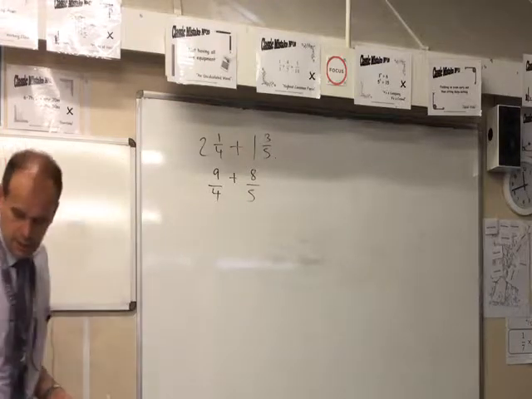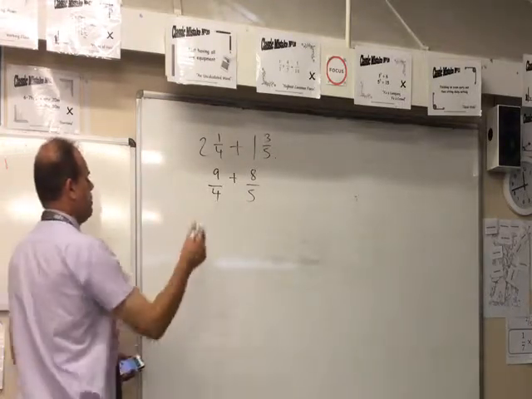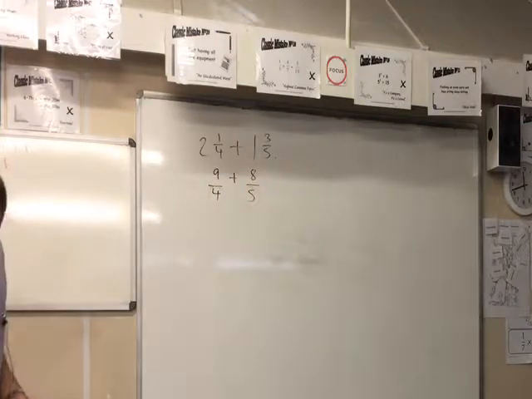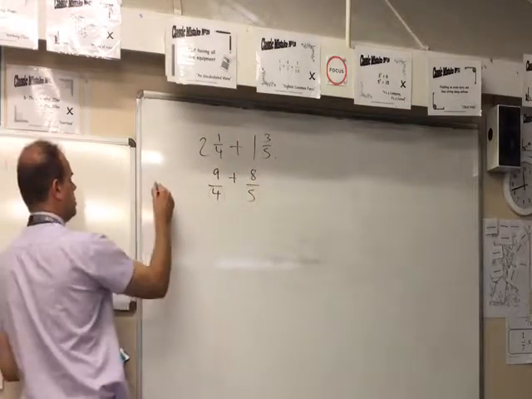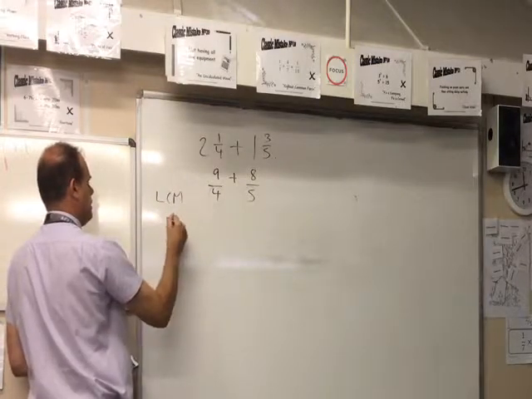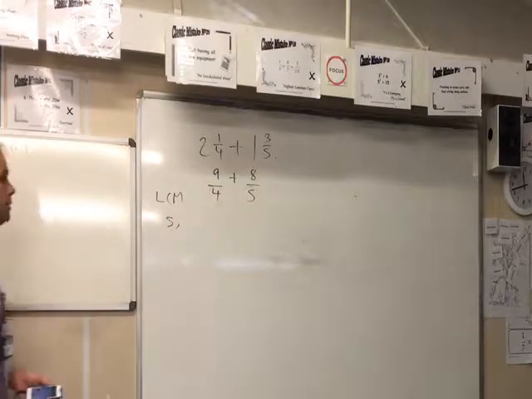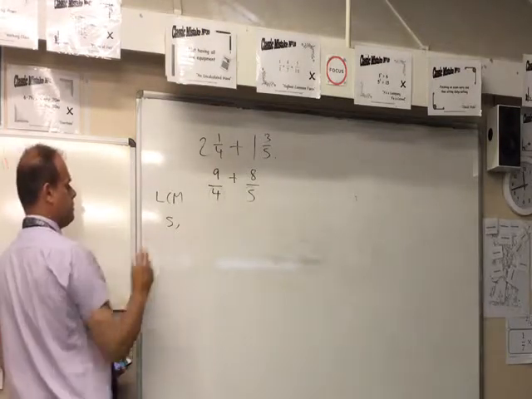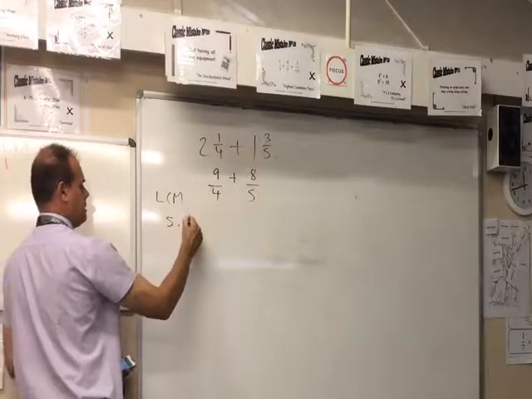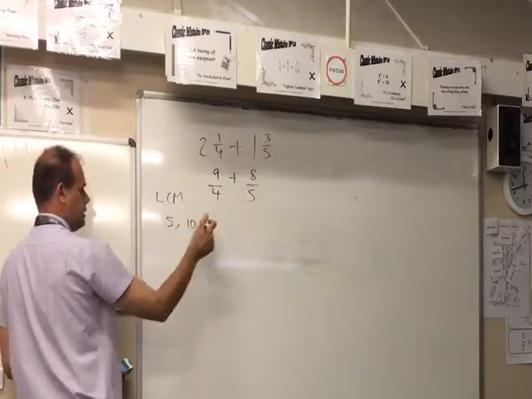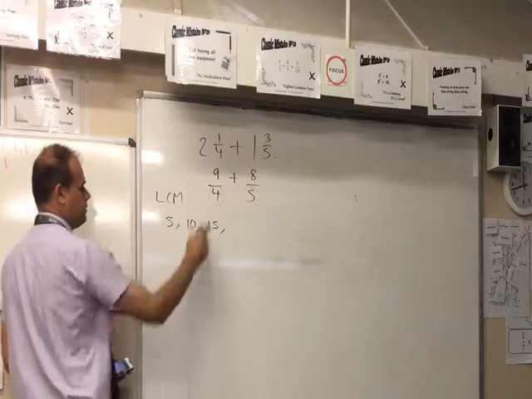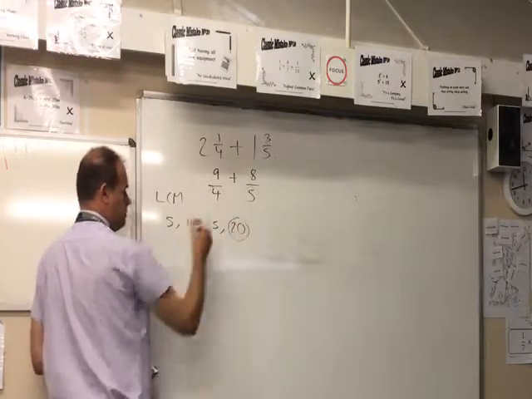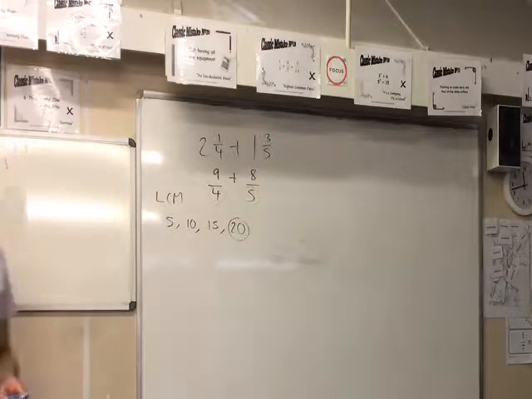Now we're adding the fractions, so we must make sure the numbers at the bottom are the same. The easiest way to do it is to find the lowest common multiple. We start with the bigger number, which is 5, and count up in multiples of 5 until the smaller denominator goes into it. First multiple of 5 is 5, 4 doesn't go into it. The second is 10, 4 doesn't go into it. Third is 15, 4 doesn't go into it. Fourth is 20, 4 goes into it. So the lowest common multiple is 20.